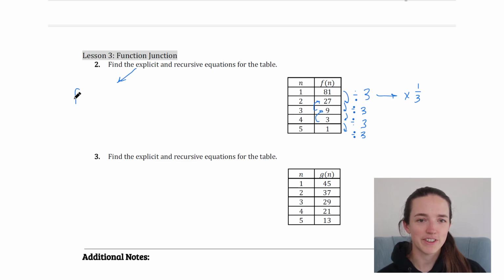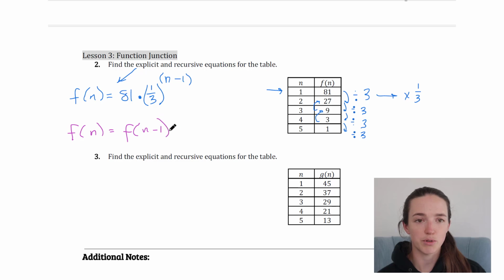Let's do explicit first. F of n equals, our starting value is 81. We're multiplying by 1/3. Since we're multiplying, I'm going to raise to the n, and since we started at step 1, I'm going to raise to the n minus 1. For the recursive, f of n equals f of n minus 1, so next equals previous, times 1/3. And remember, we have to say where we're starting. So step 1, f of 1 is 81.